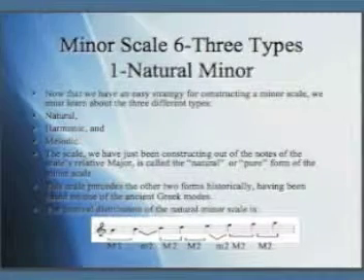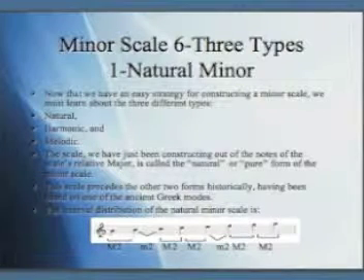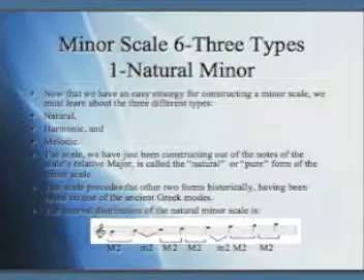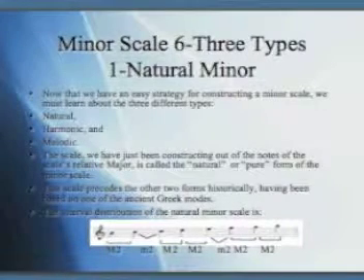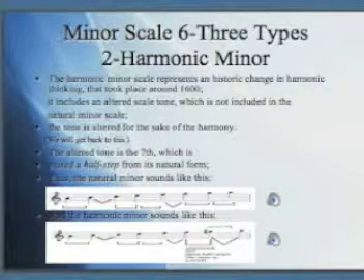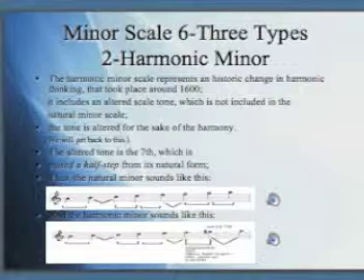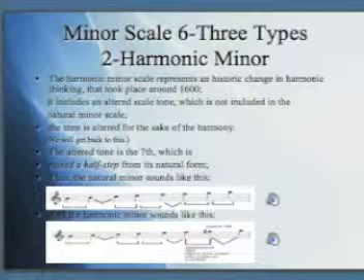Now make sure you understand how to find the natural minor scale. It's just a minor third below the major. Once you can do that, then you have the basic notes from which you can make the adjustments for the other two. Once you've found the natural minor, it's easy to find the other two types of minor scales.